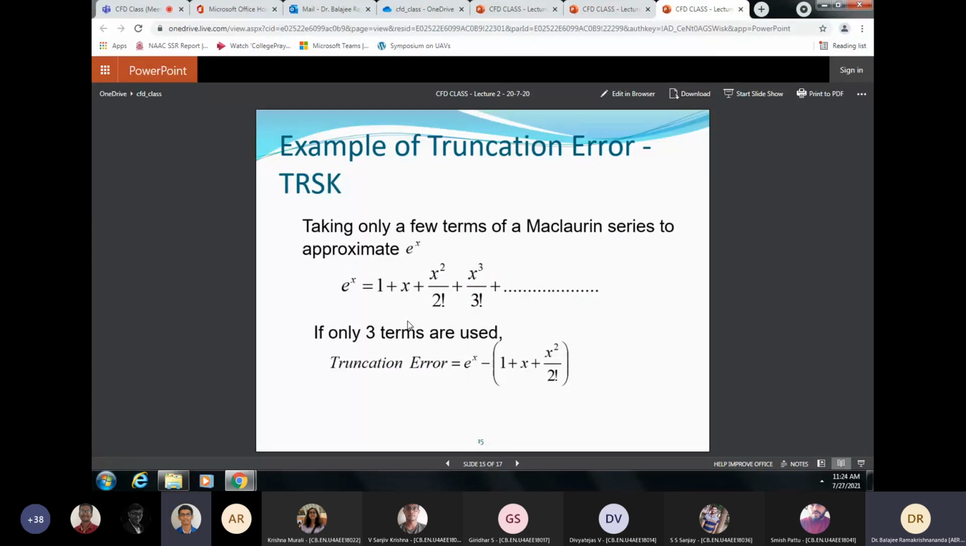The Maclaurin series expansion for e power x is given here. You can write it for any analytical function. So the right hand side is an approximation of e power x. When you use e power x, it goes up to infinity. But you have to truncate somewhere. You can't go on to infinity, then the computer will only be calculating that, it won't do any other work for you.